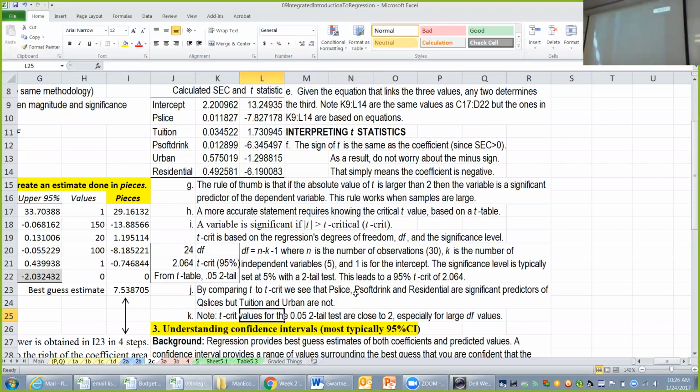In your e-text, make this a little bit brighter. We've got the critical values for the t-distribution.